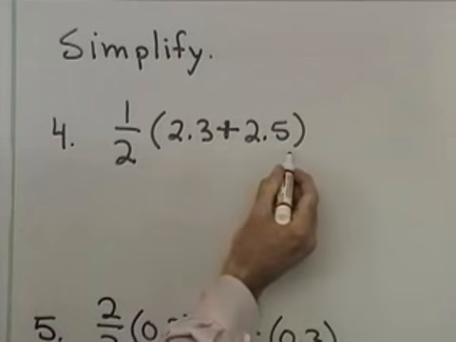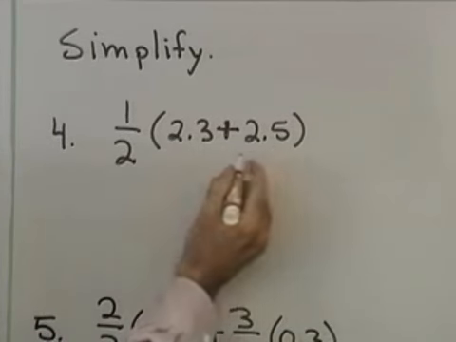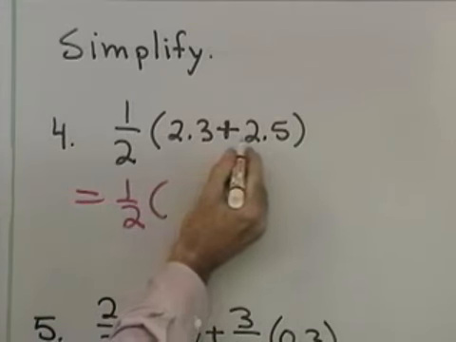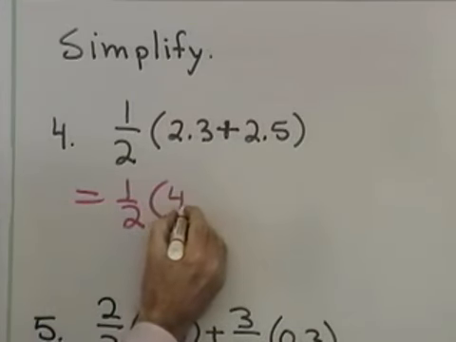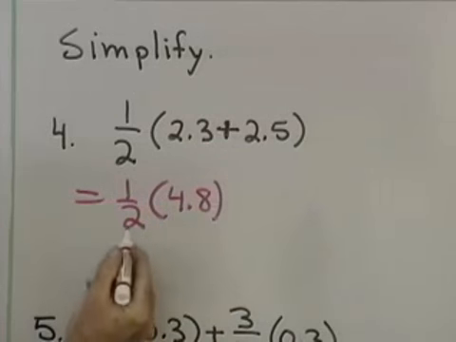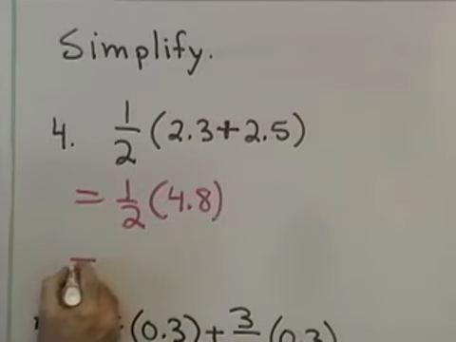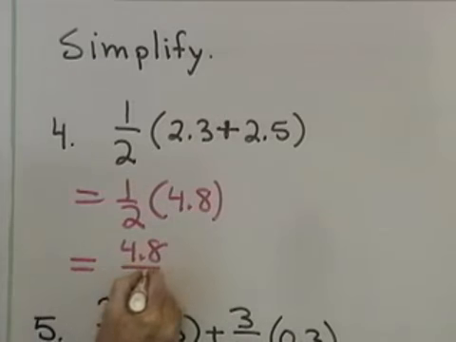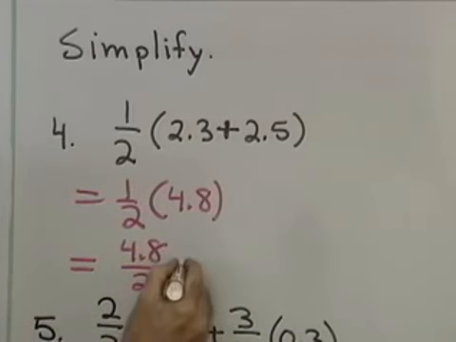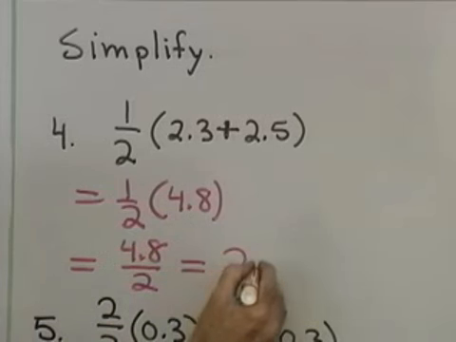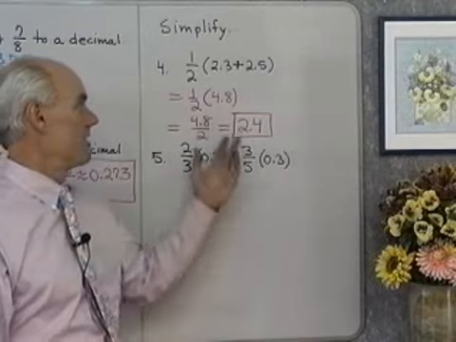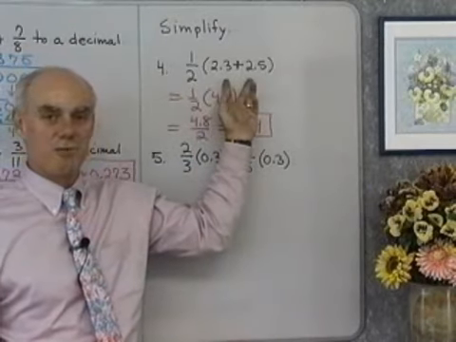I think what I'll do is just start inside the parentheses and keep these decimals right here and write this as 1/2 times, 2.3 plus 2.5 is 4.8. Now 1/2 times 4.8 is just going to be half of 4.8, or 4.8 over 2 if I multiply. Divide 2 into there and I end up with 2.4. So that problem simplifies nicely if I just leave the fraction a fraction and the decimal as a decimal and work that way.